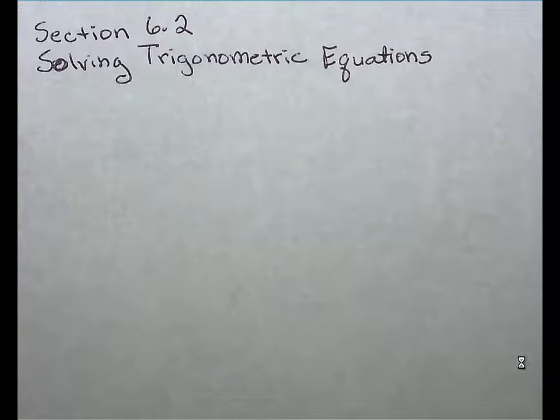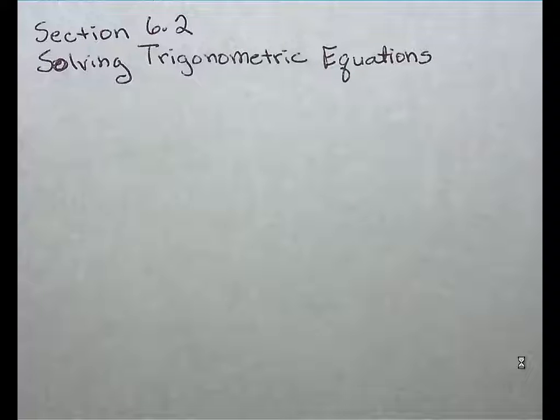Section 6.2 is solving trigonometric equations. Some parts of it are squinting, where you have to say, where would tangent be square root of 3? You kind of have to squint and figure that out. And then some parts of this process are practically algebraic.